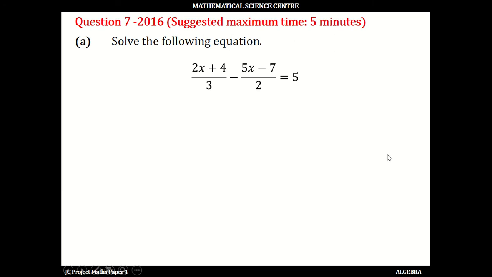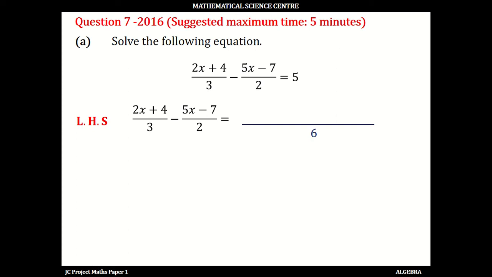2016 question 7, we have to solve the following equation. We've got (2x + 4) over 3 minus (5x - 7) all over 2 equals 5. Now on the left hand side we're subtracting two fractions, so we're going to have to get a common denominator. A common denominator between 3 and 2 is 6, so we're going to have a 6 on the bottom.